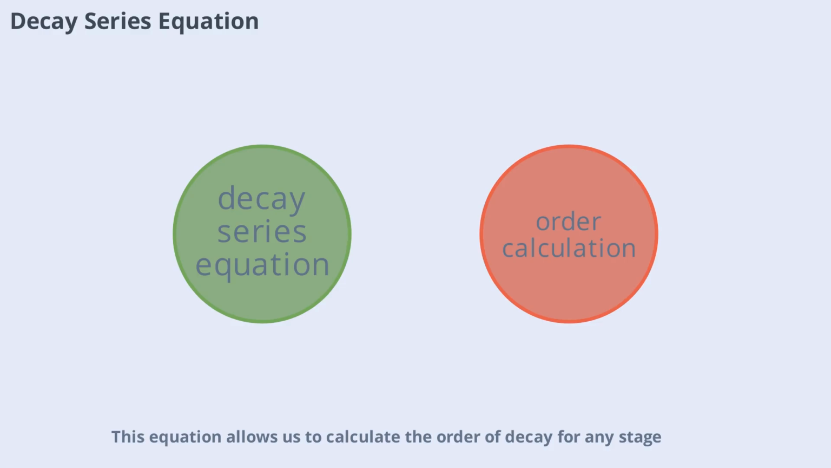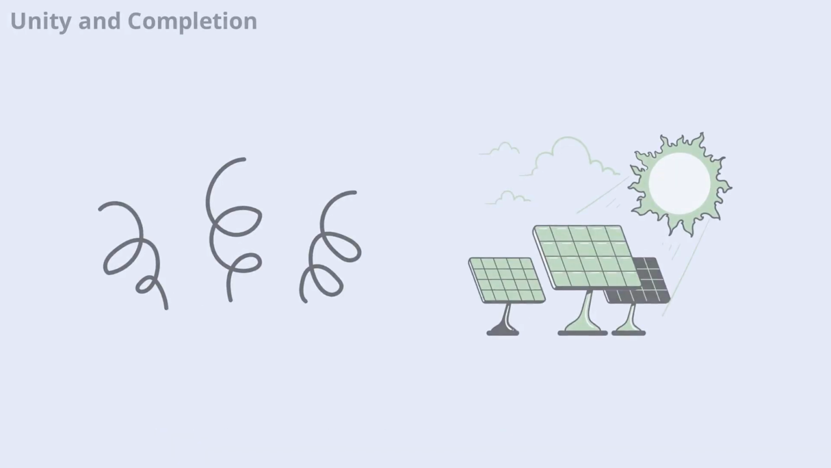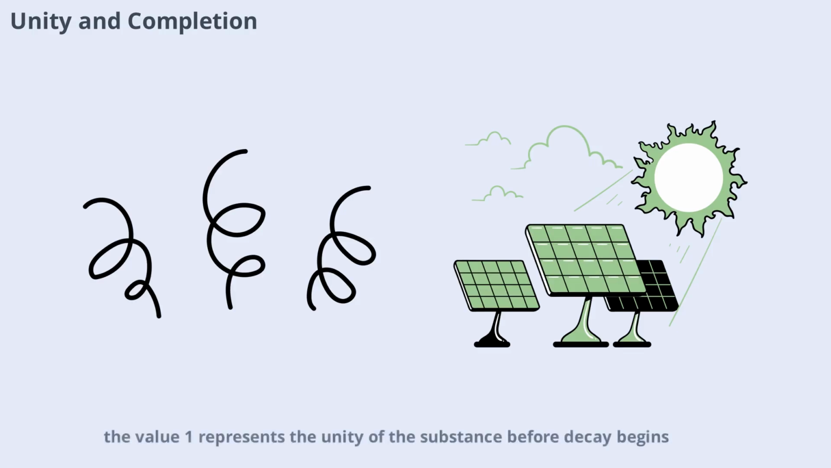This equation allows us to calculate the order of decay for any stage, linking the mathematical series to physical reality. It's a tool for tracking the step-by-step transformation of radioactive substances. In the decay series equation, the value 1 represents the unity of the substance before decay begins, while 0 represents the completion of the decay process.